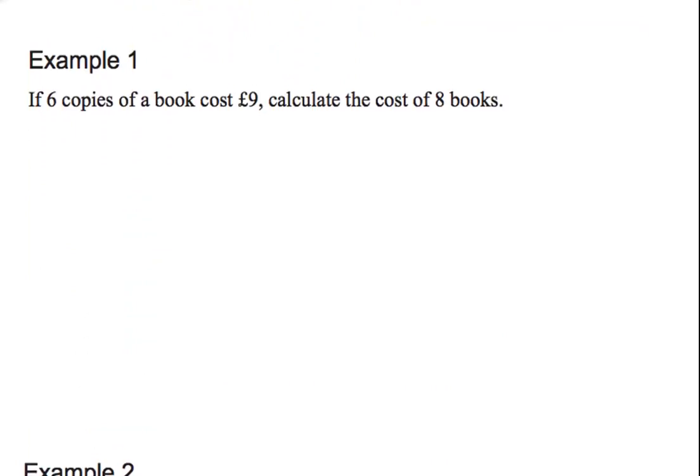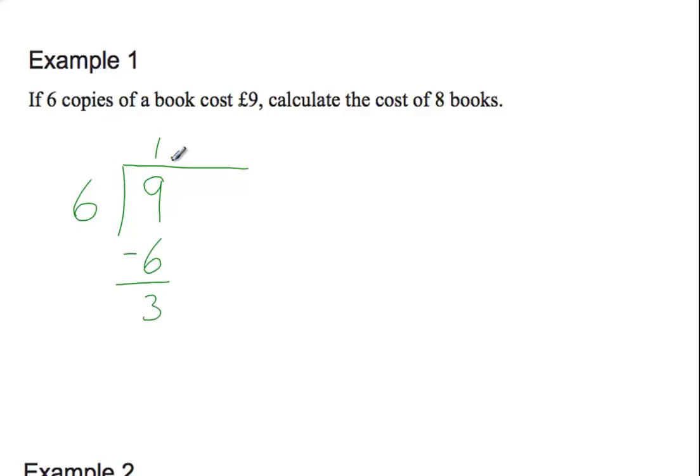Example 1. If 6 copies of a book cost 9 pounds, calculate the cost of 8 books. So what we're going to do is find out the unit cost first. Okay, so it's 9 pounds for 6 books. We're going to divide 9, the total, by 6. 6 goes into 9 once. 6 times 1 is 6. 9 minus 6, that gives us 3.